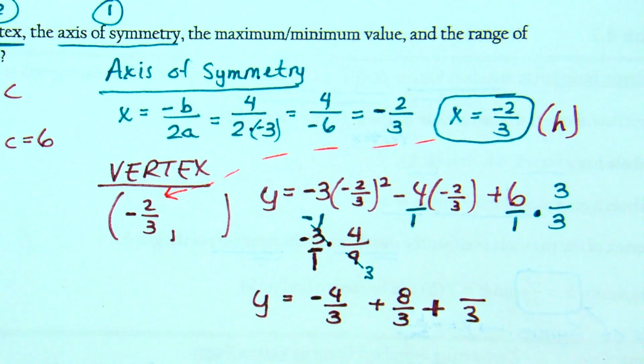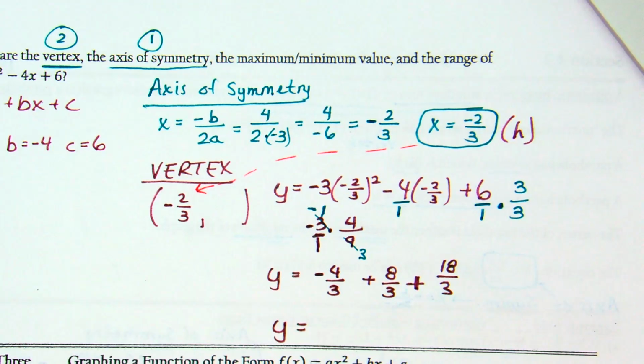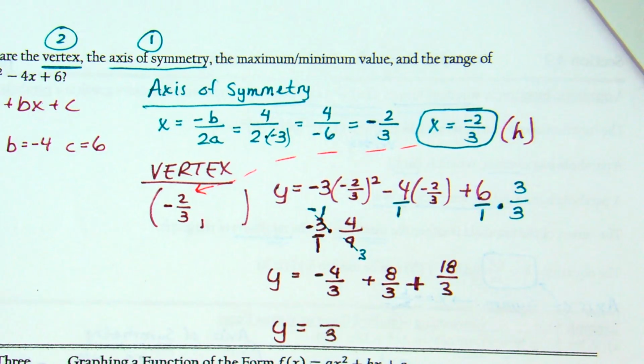I set this problem up to be easy from here on out. Negative 4/3 plus 8/3 plus 18/3. They all have a denominator of 3. So what's that mean? We keep the denominator of 3 and do the math. Negative 4 plus 8 is 4. 4 plus 18? 22.